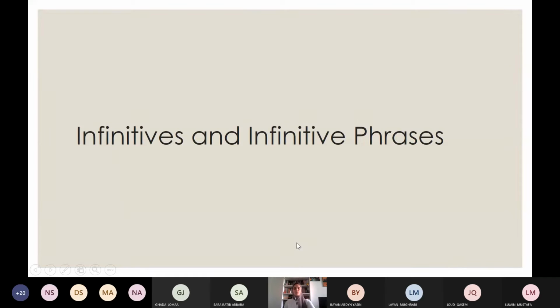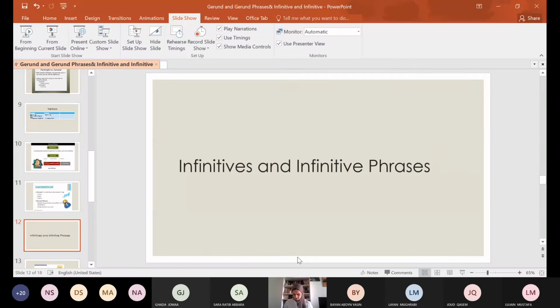Before we move to the infinitive, we finished the gerund. Open page 143, girls. Solve exercise 8 in 2 minutes. What does it want from you? It wants you to underline each gerund and gerund phrase. It is okay if the gerund phrase has a prepositional phrase.